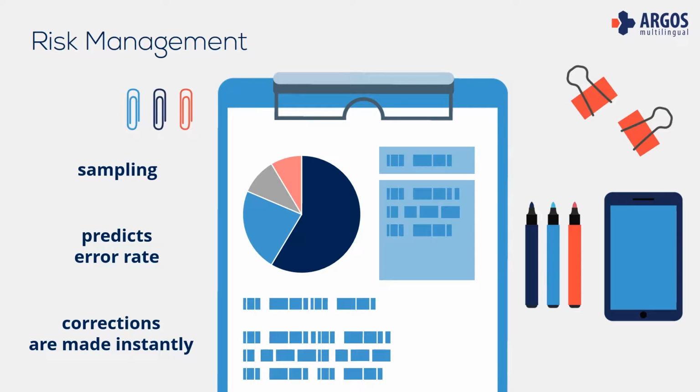Once the translator is made aware of their errors and elements which have not been handled as instructed, corrections can be made instantly, and the probability of them reoccurring in later parts of the translation is significantly reduced.